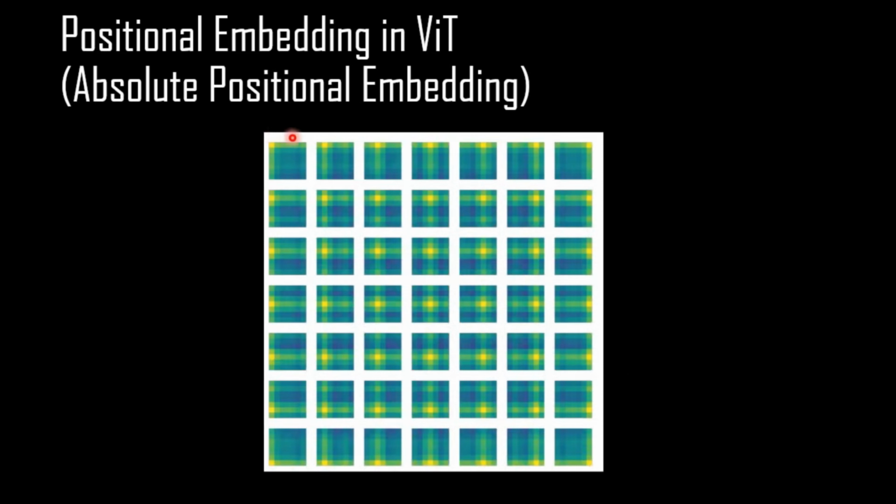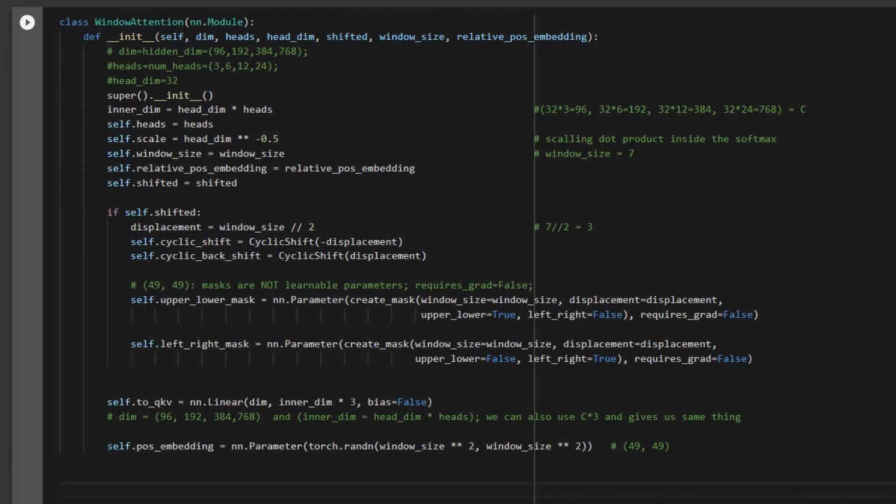For example, for a patch in the top left corner, you can see this element here has the highest value. So that's going to tell you that this patch belongs to the top left corner. And you can see as we come to the middle, that yellow spot is going to be in the middle. If you go to the right, that's going to be on the right. If you go to the left, that's going to be on the left. If you come here, you can see that this is down right. And this is how absolute positional embedding is going to help us to know where that token belongs in the image. And this line is going to create that positional embedding for us.